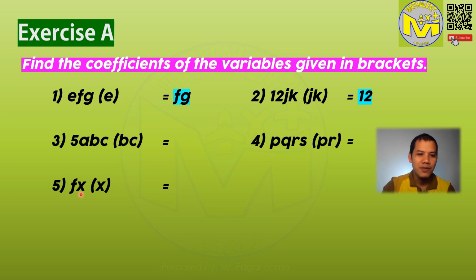Number 5. In fx, what is the coefficient of x? Wow, it is very easy. It is f, right? Next number. Number 6. Z is in the bracket. What is the coefficient of Z in 8Z? Obviously, there are only 2, so it is the number 8. It is number 8. Very good.